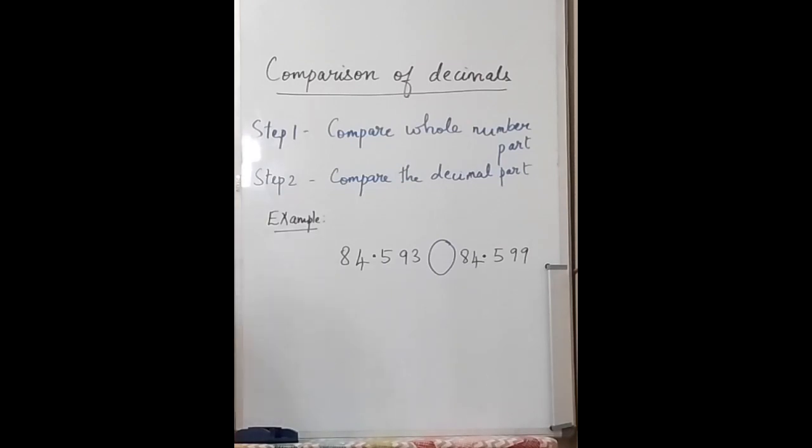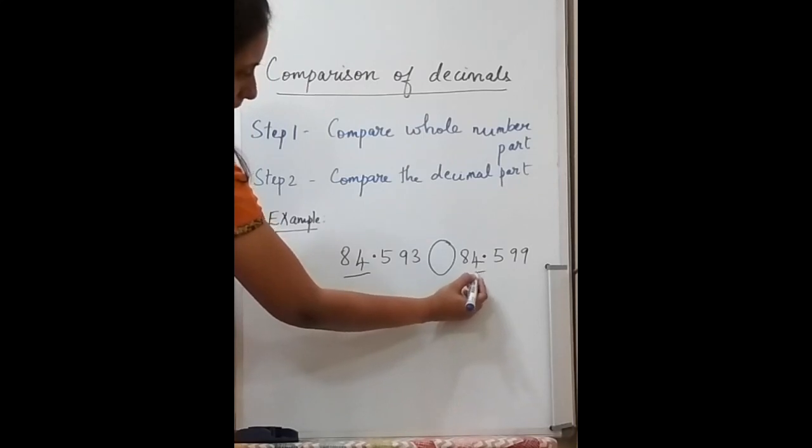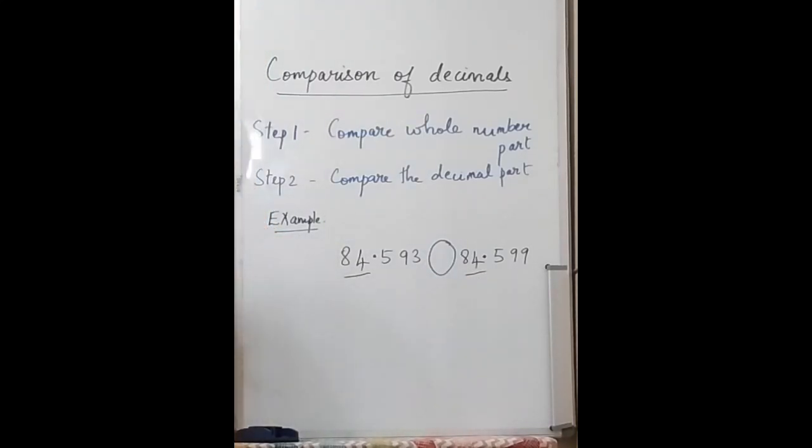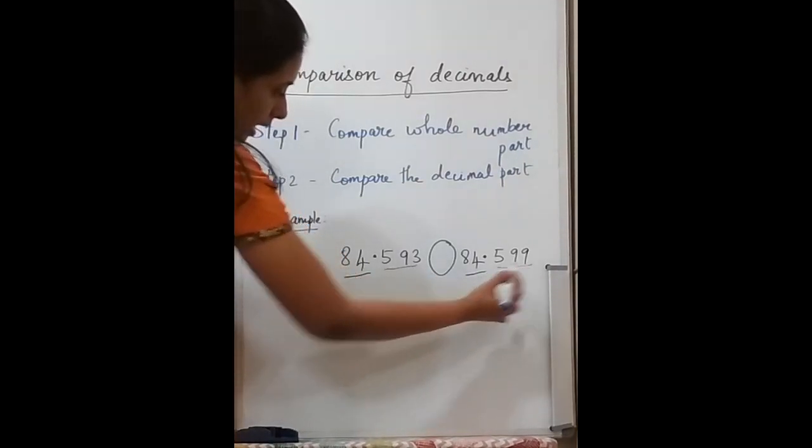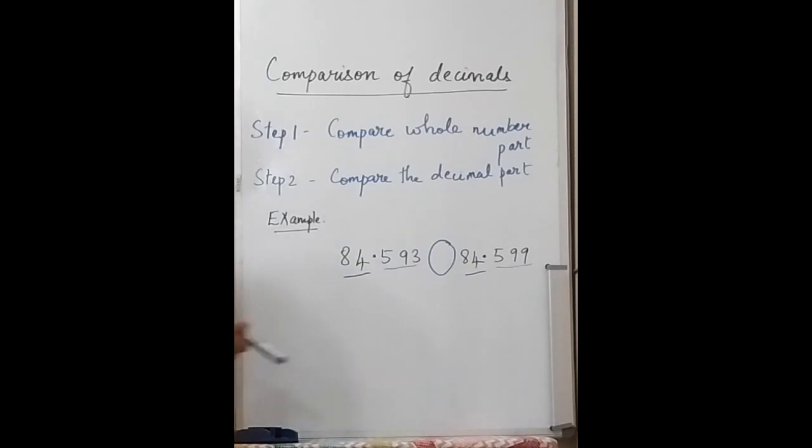My step 1 says compare the whole number part first. What is the whole number part here? 84. What about this number? The whole number part is 84. Both are same. So now I cannot decide whether this is greater or this is greater. Now what should I do? I should go to step 2. Compare the decimal part. So I should compare the decimal part now. Here I have 0.593 and here I have 0.599.